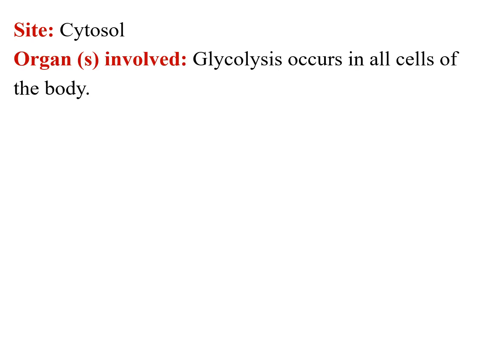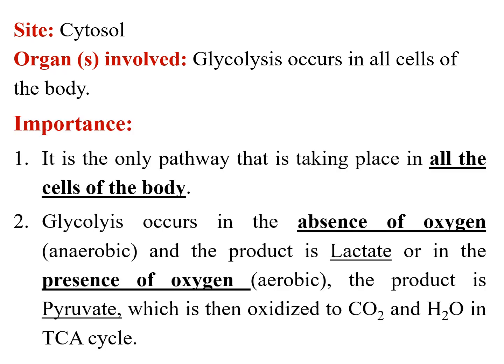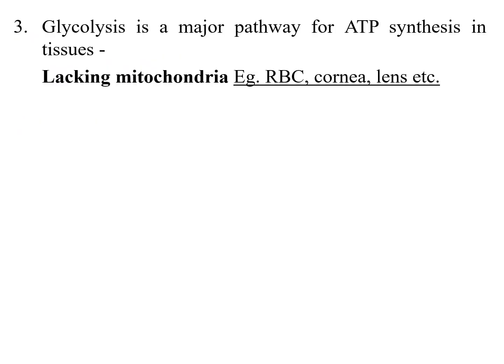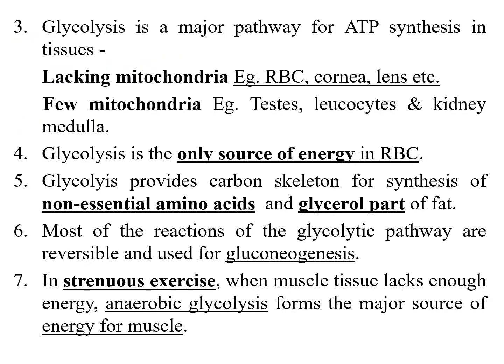Cytosol is a subcellular compartment, the clear fluid portion of the cell. Starting material is glucose, and end products are pyruvate as well as lactate. You have to remember glucose is converted to pyruvate under aerobic condition and lactate under anaerobic conditions.